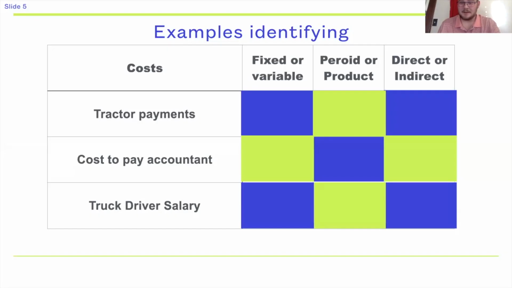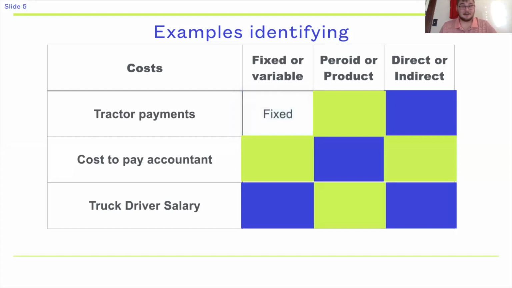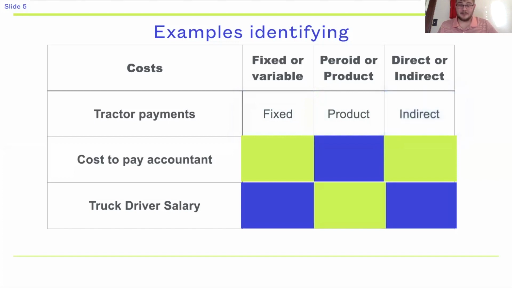So now we'll go through some examples and make sure we really understand the cost identification. Tractor payments, that's going to be a fixed cost because no matter how much we use the tractor, it's just going to have the same payment due at the end of every month. So that's why it would be a fixed cost. The tractor is going to be considered a product cost because we can't make our products without it. It's pretty vital to it, but I could understand why you would consider this to be a period cost. Direct or indirect, this is going to be an indirect cost because we can't directly trace it back.